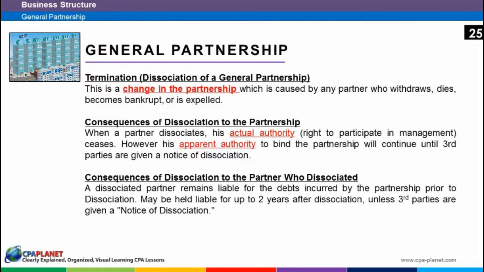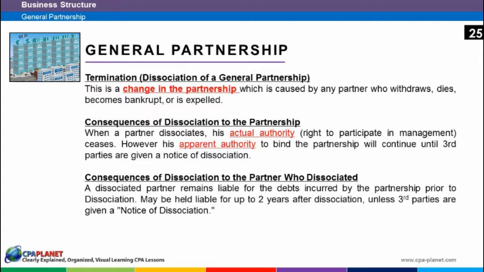Consequences of dissociation to the partner who dissociated. The dissociated partner remains liable for the debts incurred by the partnership prior to dissociation. He may be held liable for up to 2 years after dissociation unless third parties are given notice of dissociation. Okay, so we've got the 2-year limit there. You may want to remember that. It seems a little bit arbitrary, but that's something to remember.